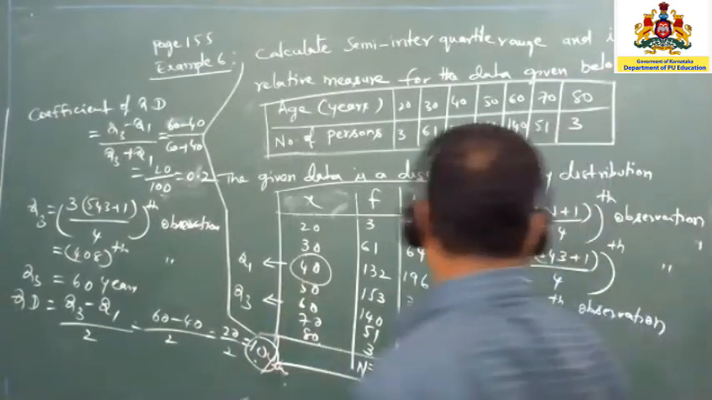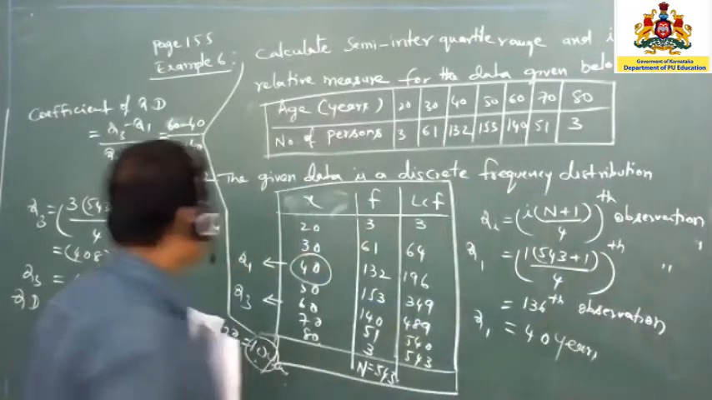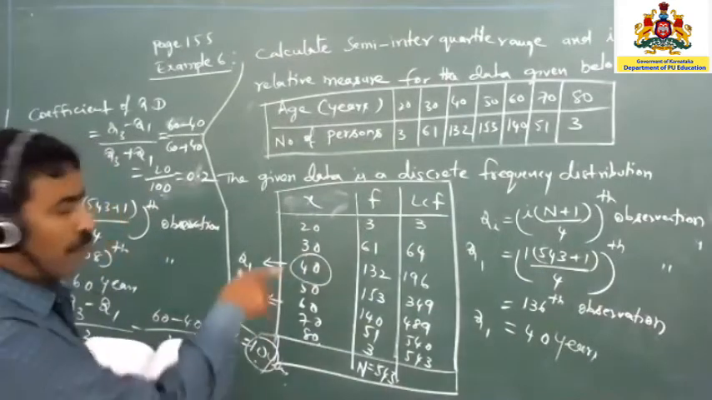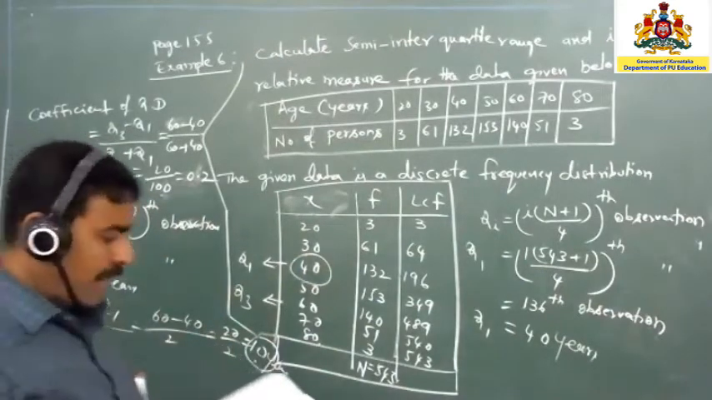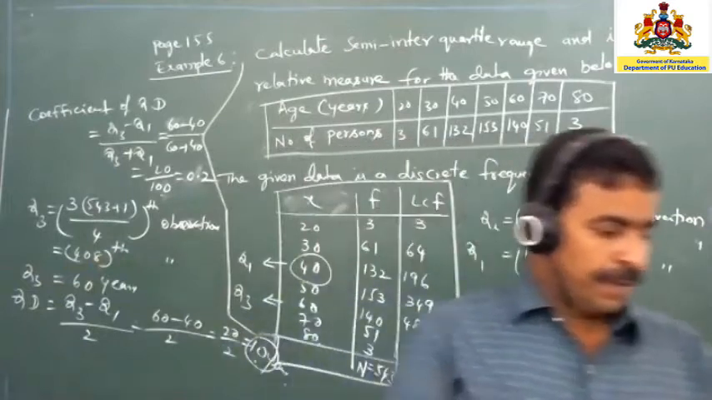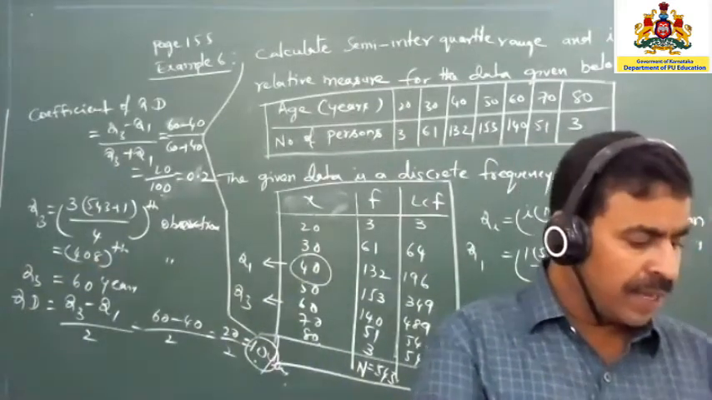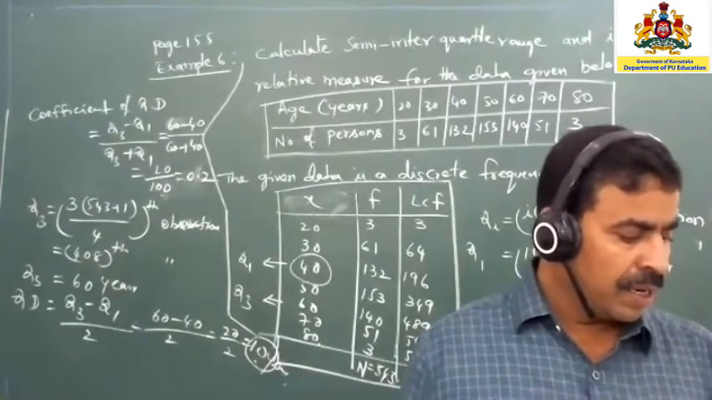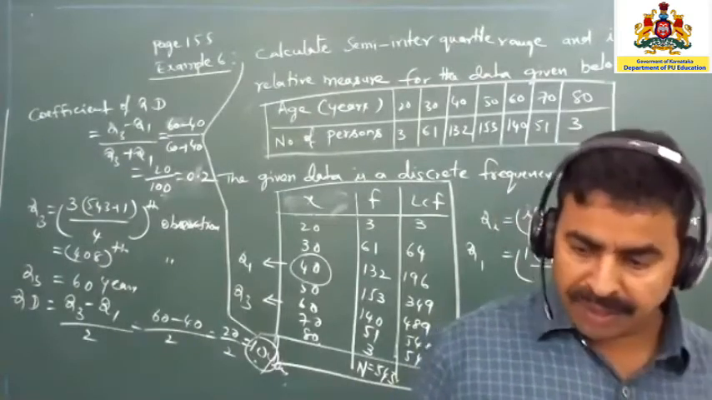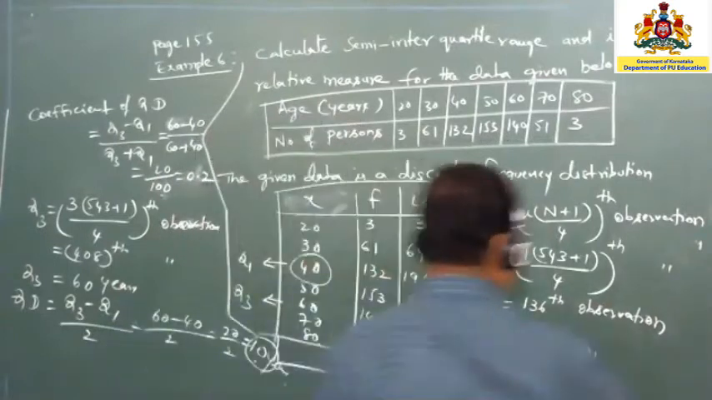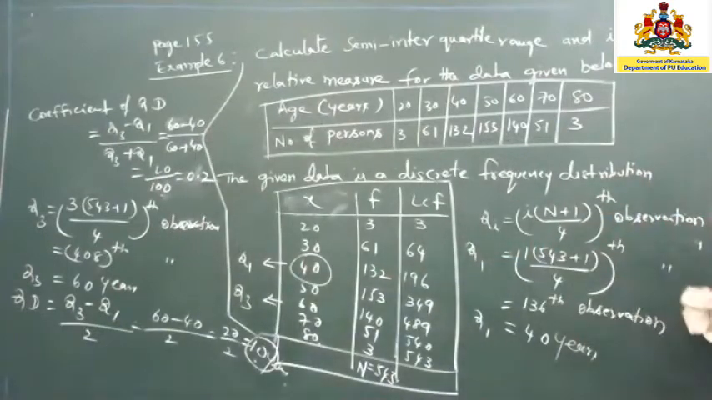Here what is asked is the semi-interquartile range, which is another name for quartile deviation. So I found the quartile deviation and its coefficient. Now I will explain for the continuous frequency distribution, Example 7 from the textbook only. You understood the method?